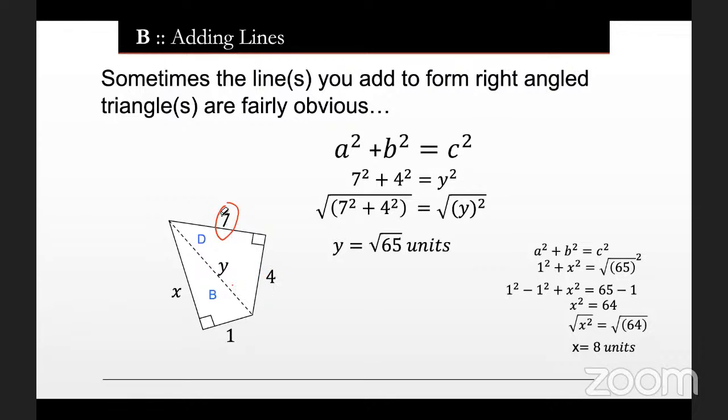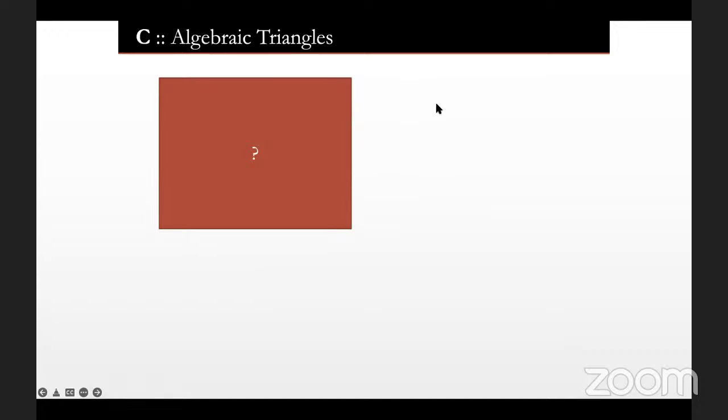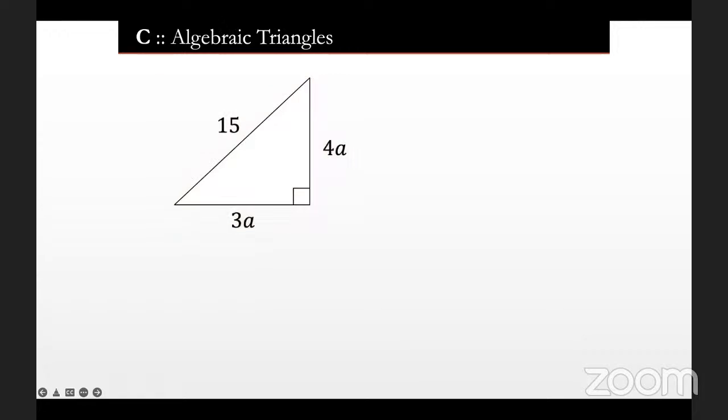Okay. Go ahead. Algebraic triangles. Let's see what's in this box. Look at that. All right. What do you think they're going to ask us to find, guys?